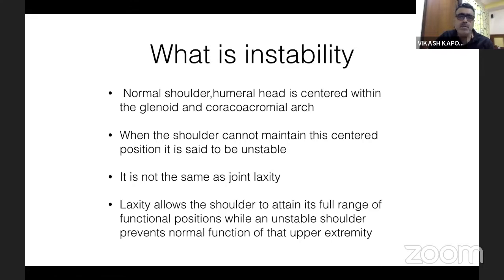So what is basically instability? In a normal shoulder, the humeral head is centered within the glenoid and coracoacromial arch. When the shoulder cannot maintain this centered position, it is said to be unstable. It is not the same as joint laxity, which is different, because laxity allows the shoulder to attain its full range of motion, functional position, while an unstable shoulder prevents the normal function of the upper extremity. So we have to look at it from that perspective.